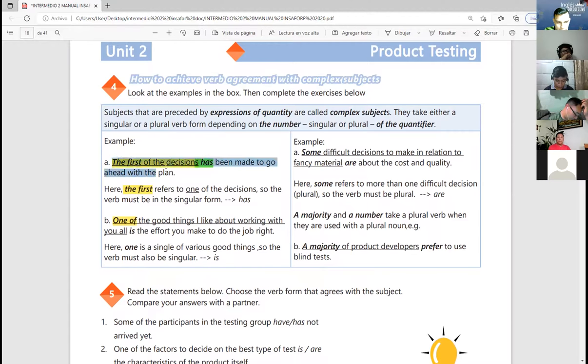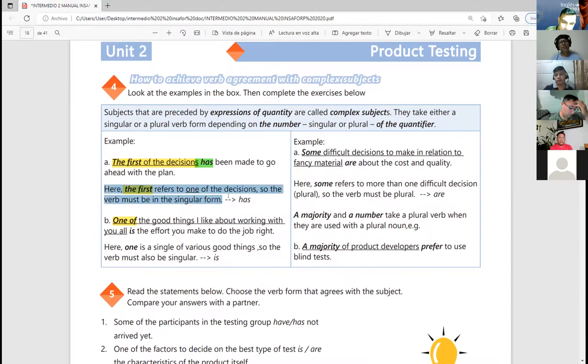For example, we're going to read this one. How about Mr. Manuel? Can you help us read the sentence? Your microphone, Mr. Manuel. Here, the first refers to one of the decisions, so the verb must be in the singular form, has. Exactly. Thank you, Mr. Manuel. So the sentence says, the first of the decisions has been made to go ahead with the plan, right?